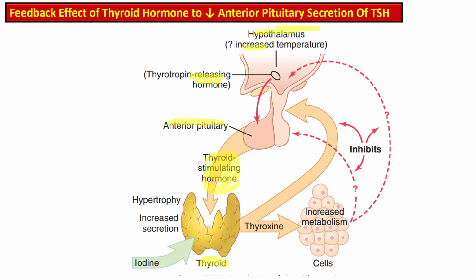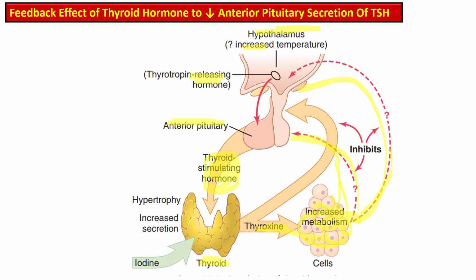Target cells are stimulated by T4. This thyroxine acts on target cells and increases the metabolism. So this T4 then exerts its negative feedback effect on the anterior pituitary and inhibits further release of TSH, and on the hypothalamus and inhibits further release of TRH. This maintains hormonal balance or homeostasis.